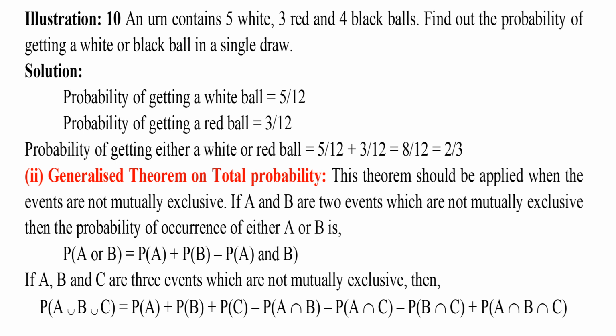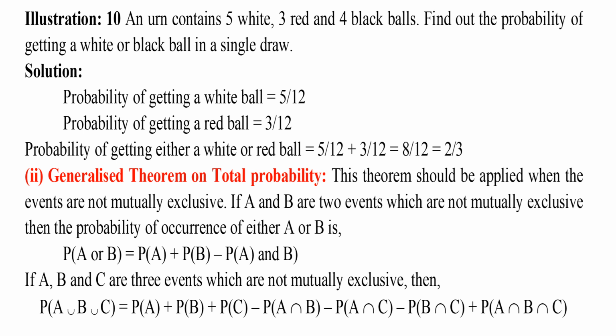2. Generalized theorem on total probability. This theorem should be applied when the events are not mutually exclusive. If A and B are two events which are not mutually exclusive, then the probability of occurrence of either A or B is P(A or B) equals P(A) plus P(B) minus P(A and B).